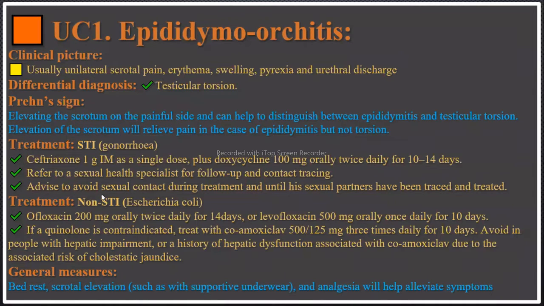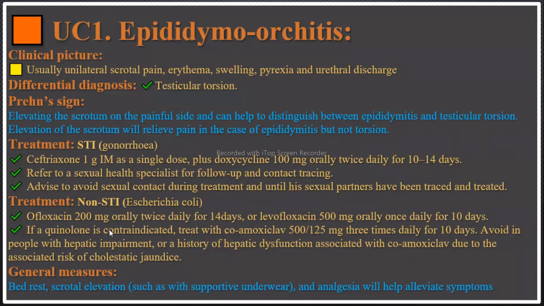Treatment if non-sexually transmitted infection: we are talking about Escherichia coli, with age more than 35. So if you find the patient's age is more than 35 in the scenario, think about non-sexually transmitted. If they ask you about the treatment, give ofloxacin 200 milligrams orally twice daily for 14 days, or ofloxacin 500 milligrams orally once daily for 10 days.